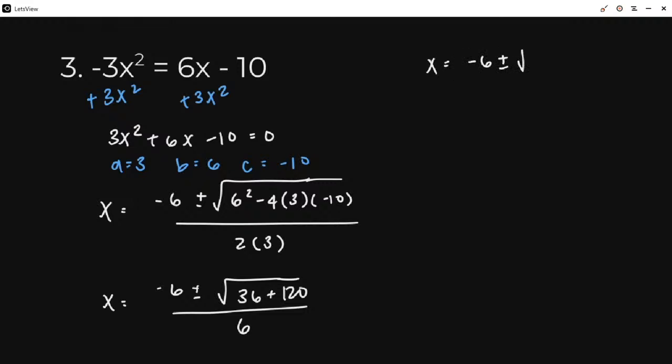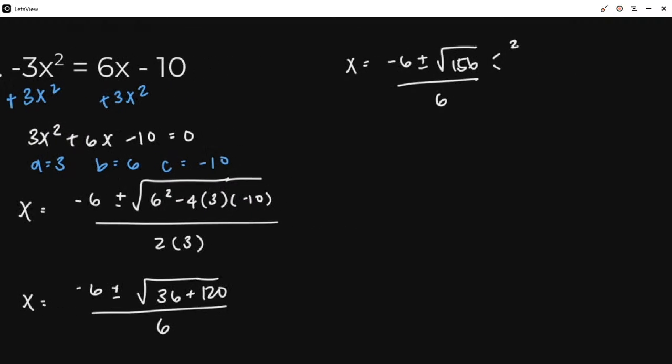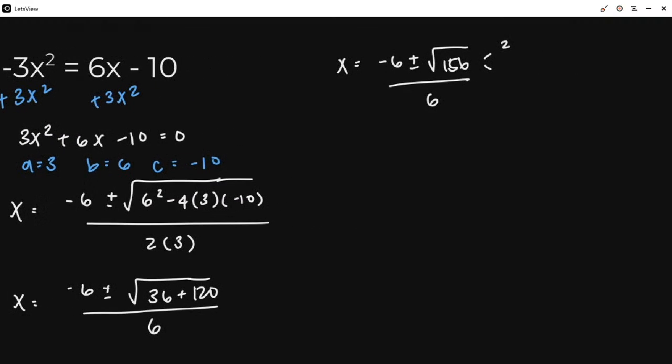And that will give us the square root of 156 over 6. And we can see if we can simplify this. So 156 is divisible by 2, so it'll break up into 2 and 78. And 78 would break up into 2 and 39. 39 would break up into 3 and 13.